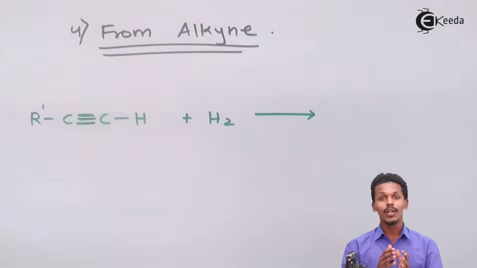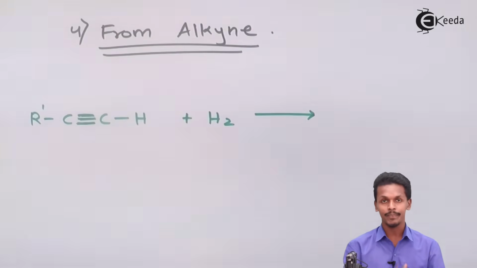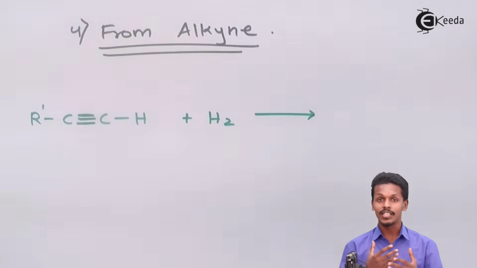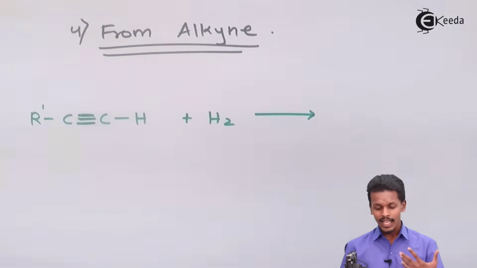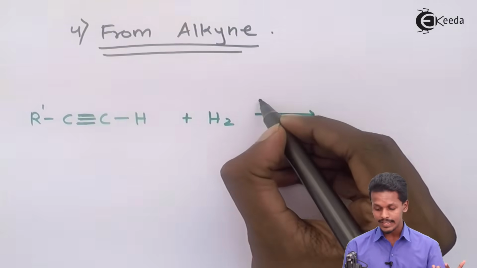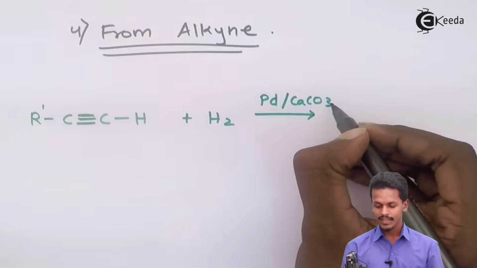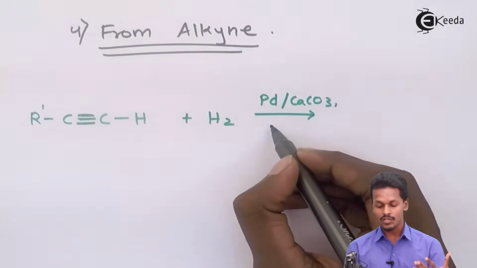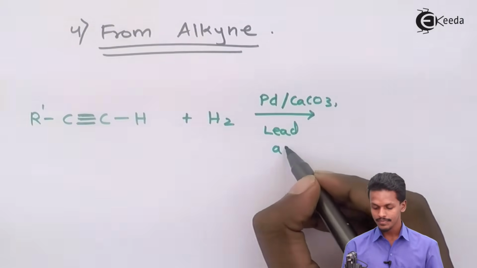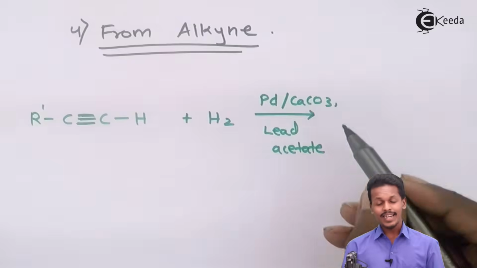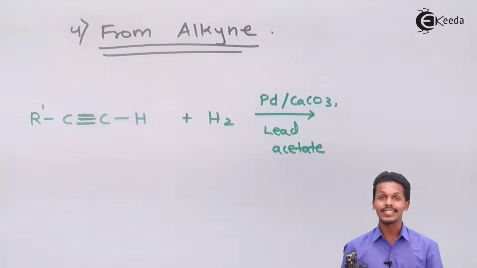So that is the reason we have to stop the reaction up to a limit, and that kind of retardation is done by the use of a special kind of catalyst. And what is that catalyst? Let me talk about that also. So again, the hydrogenation process will take place here, but the catalyst would basically be platinum or palladium in presence of CaCO3 and lead acetate. So the catalyst that we have used over here is basically known as Lindlar's catalyst.